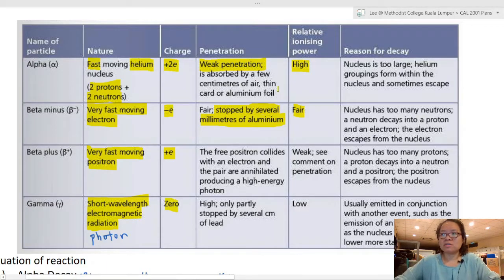Okay? So if you compare this with the beta plus, now beta plus is a special animal because beta plus is what we call an antimatter. What? Matter got antimatter. Nothing to do with yin and yang, but matter, there's antimatter. Okay? So when a positron collides with an electron, the pair would be annihilated.